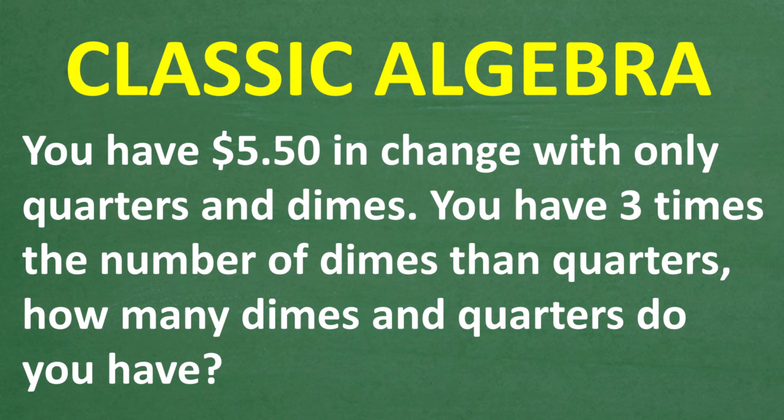So it's an application of algebra. I think you're going to find it very interesting. But let's actually read the problem. So it says you have $5.50 in change, okay, with only quarters and dimes, and you have three times the number of dimes than quarters. So how many dimes and quarters do you have? So that is the problem. And so obviously I'm going to solve it, but I certainly encourage you to try to solve it as well.